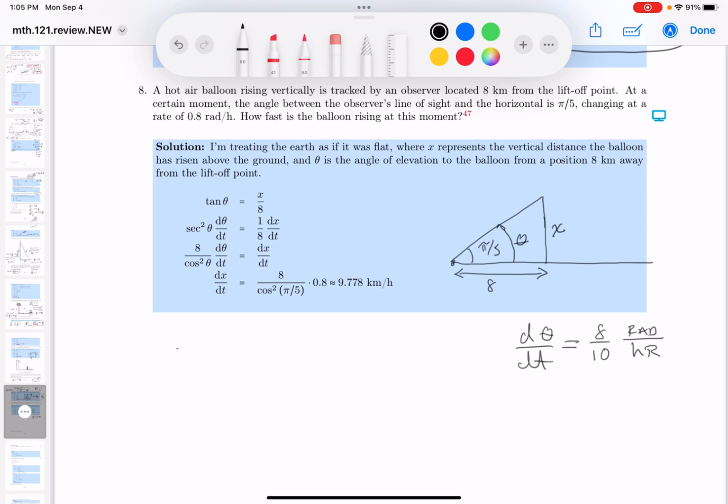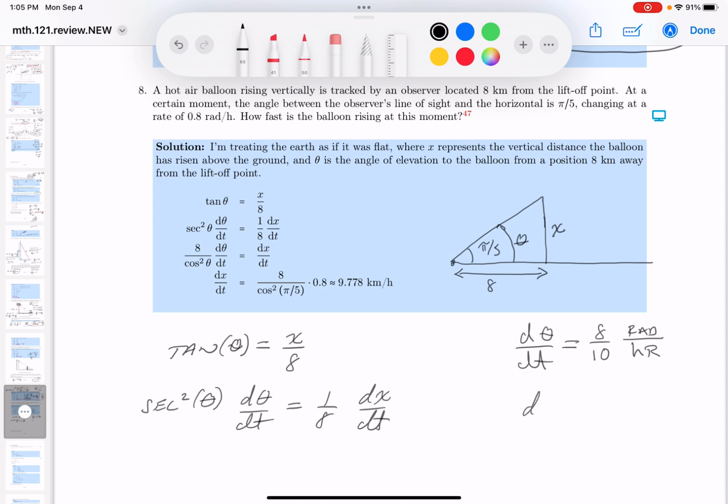I'm going to say it looks like a tangent to me. Tangent theta is going to be x over 8. What am I going to do now? Differentiate both sides. And what do you get? Secant squared theta d theta dt equals 1/8 dx dt.